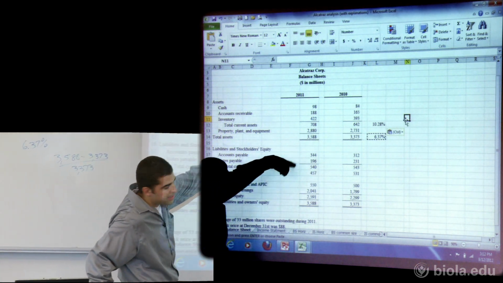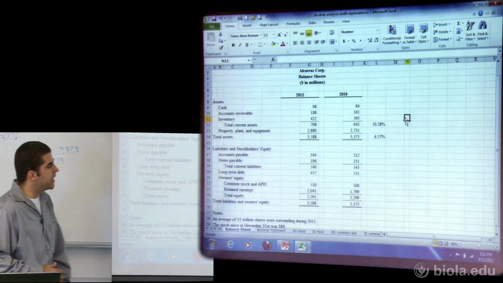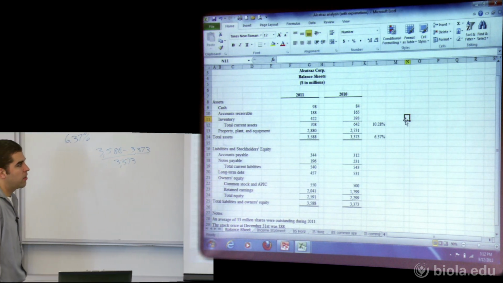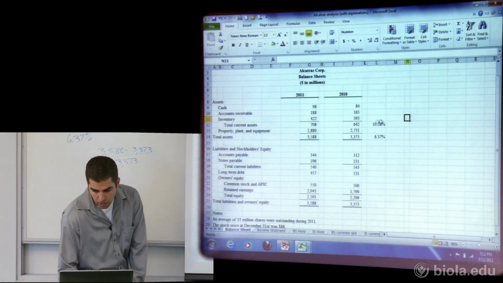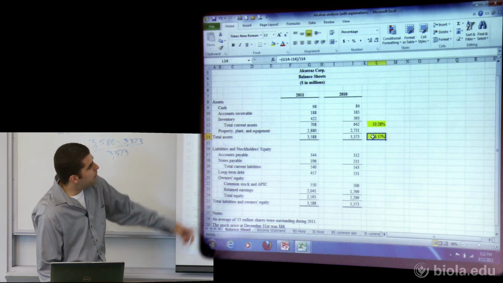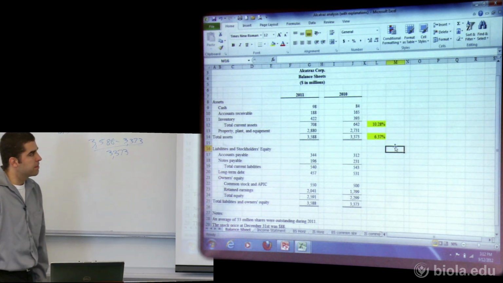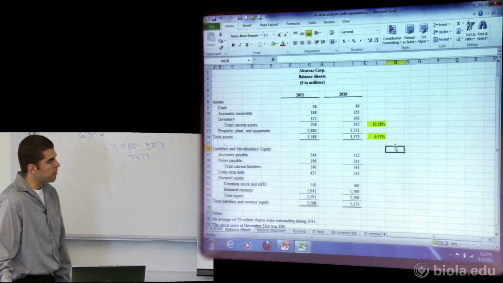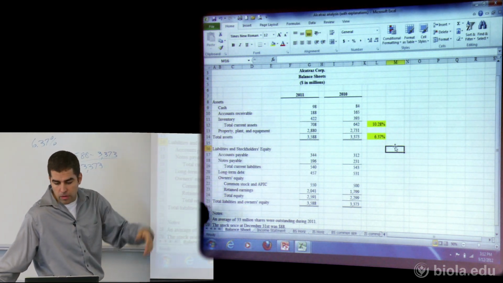So both of these are going up. So we're increasing the size of our business from 2010 to 2011. But these are still both subtotals, so let's put those here in yellow. What's the biggest driver of these increases? You've got 4 accounts to choose from, basically. Anything going on there?